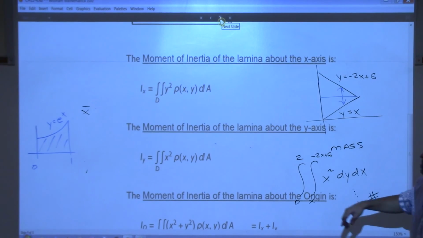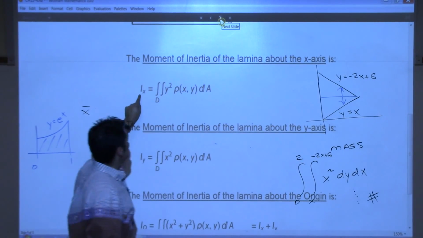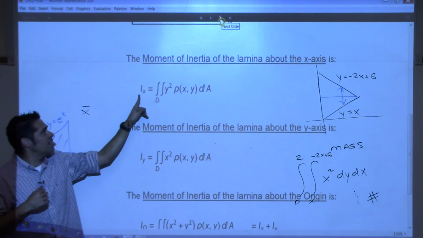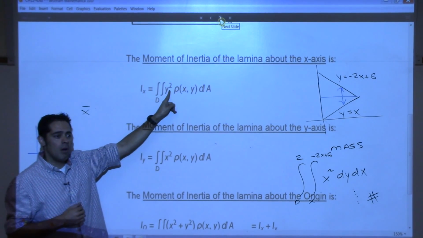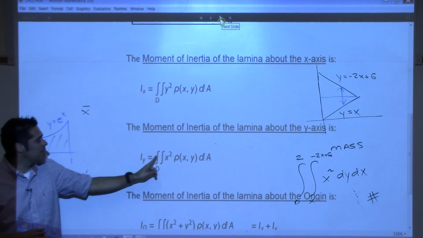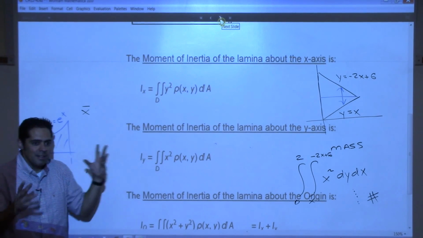There's these 3 formulas. Moment of inertia about the x-axis is almost like the moment about the x-axis. Instead of multiplying by y, you do y squared. The moment about the y-axis, instead of multiplying by x, you do x squared. So again, it's very similar.